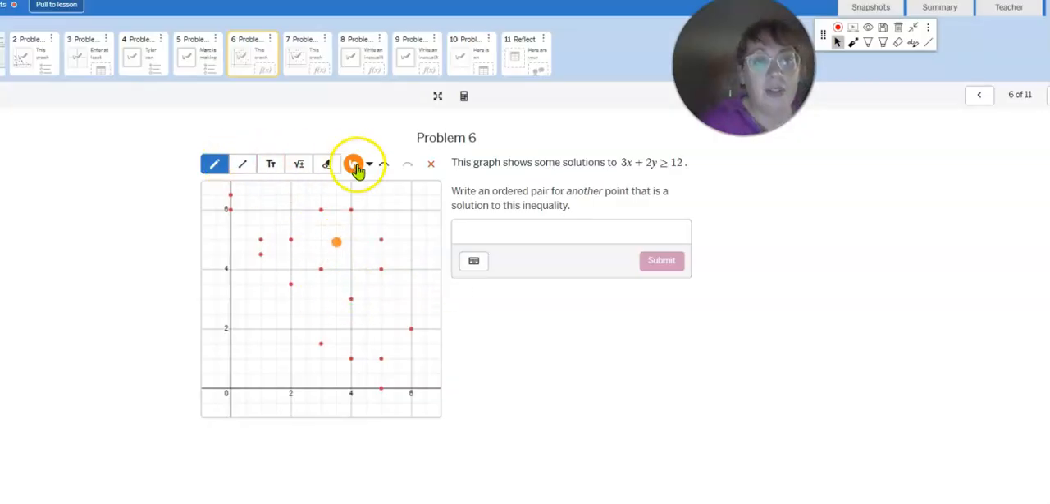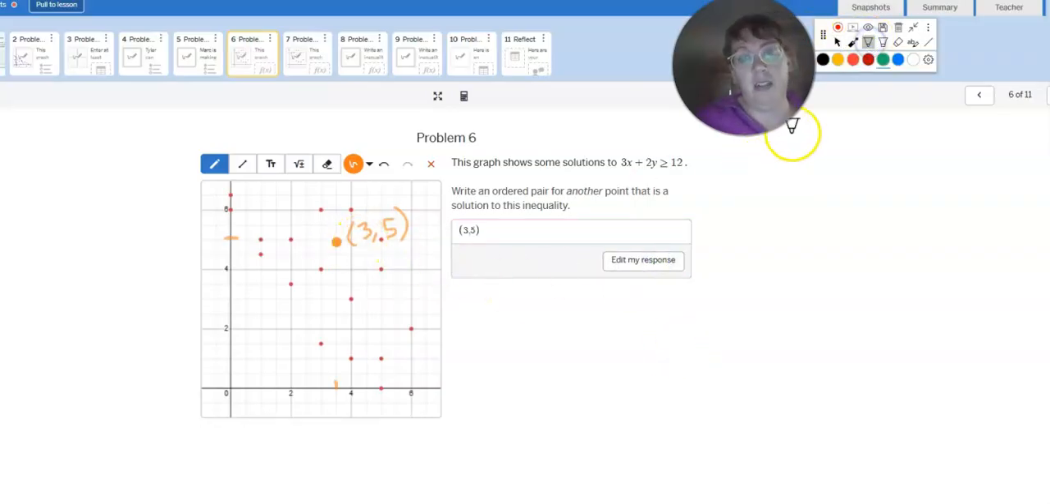This point I chose looks like 3 for x, comma, 5 for y. So I could choose 3 comma 5 as an option and hit submit.